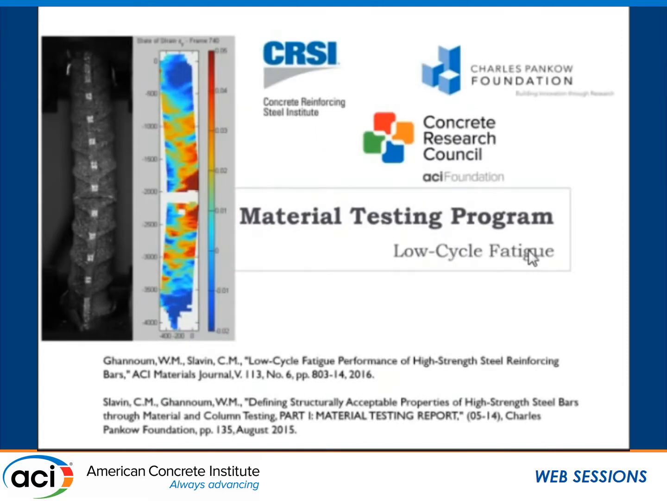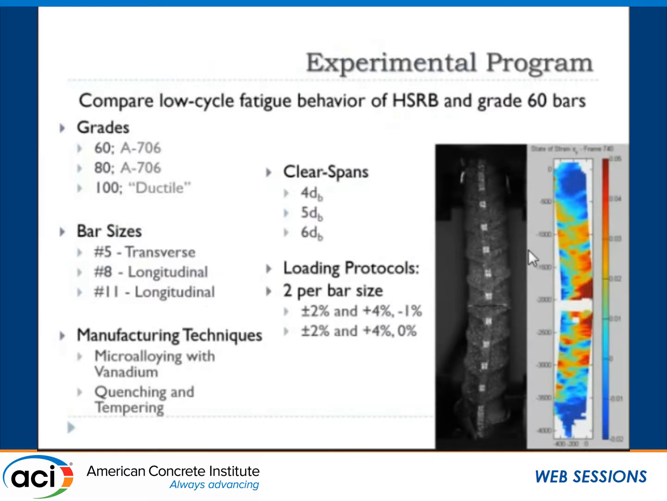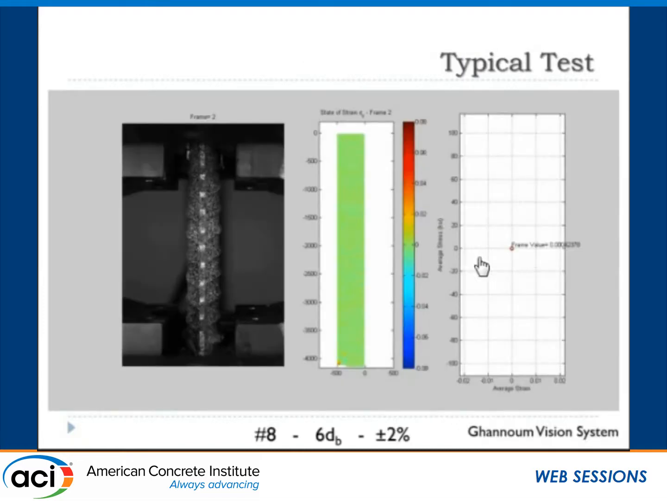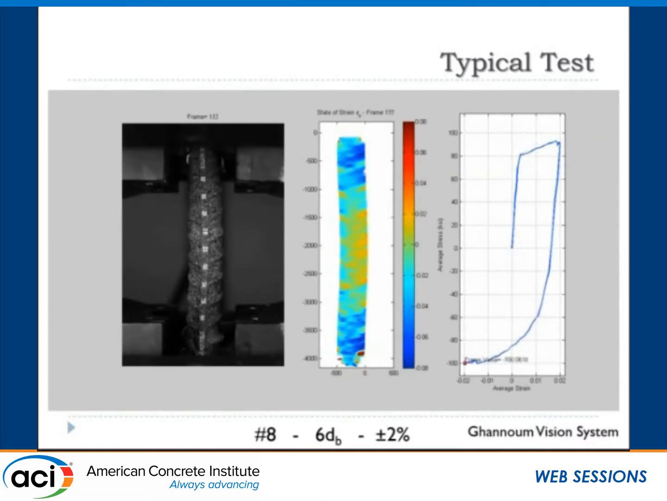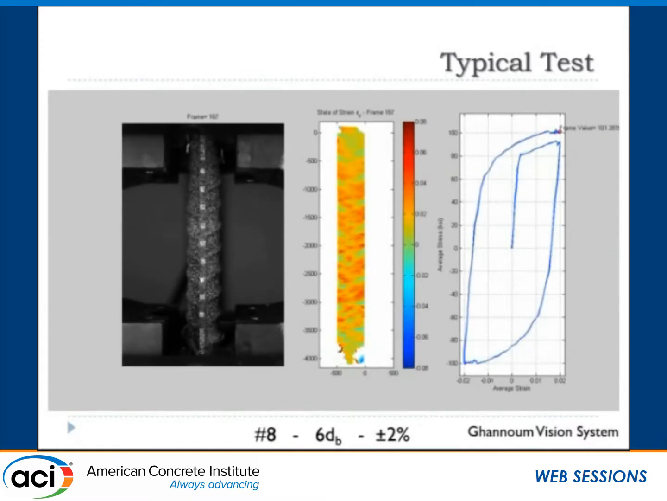Looking at material testing, this was completed about a couple of years ago. We looked at the low cycle fatigue performance of these bars. The monotonic properties were covered by the mills. They were all doing a lot of tension tests, and I think Conrad Paulsen did a lot of statistics on those. We were interested in the fatigue behavior of the bars. We tested a bunch of things: different grades, different sizes, different manufacturing processes, different clear spans to adjust for buckling, and different loading protocols on these bars. And here's a bar being tested, plus and minus 2% strain, at 6 db clear span between the grips.